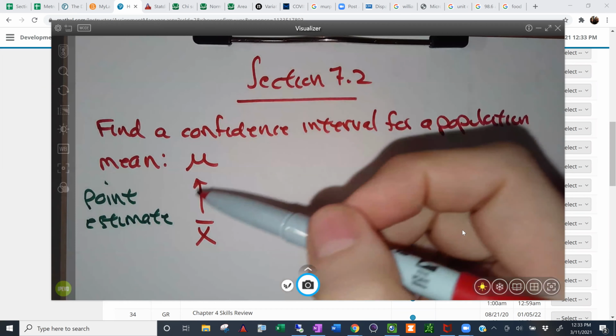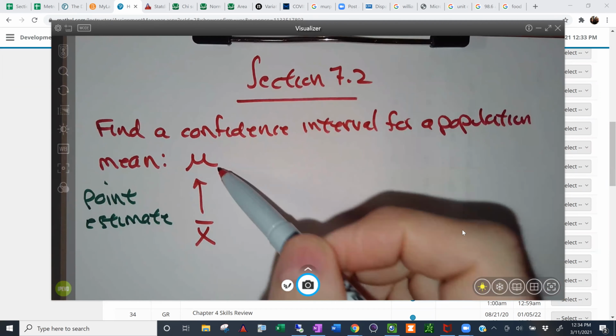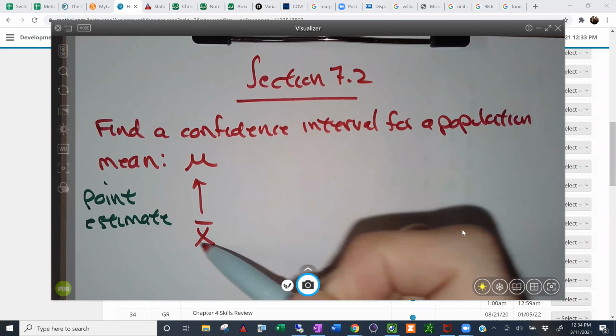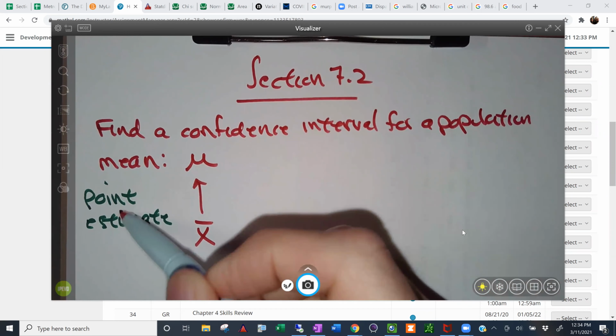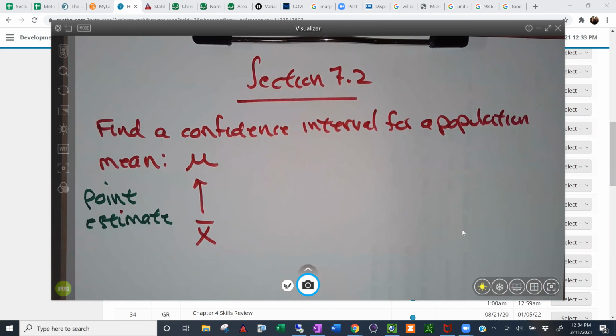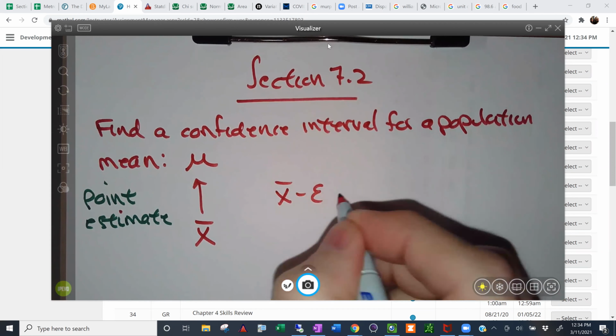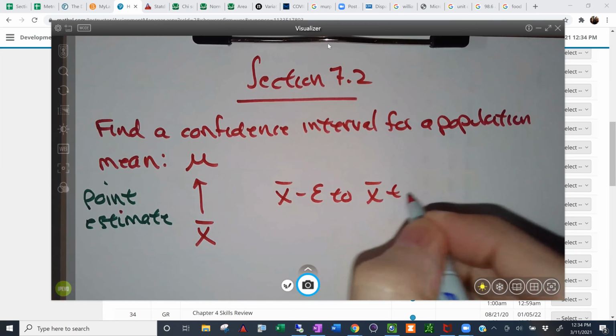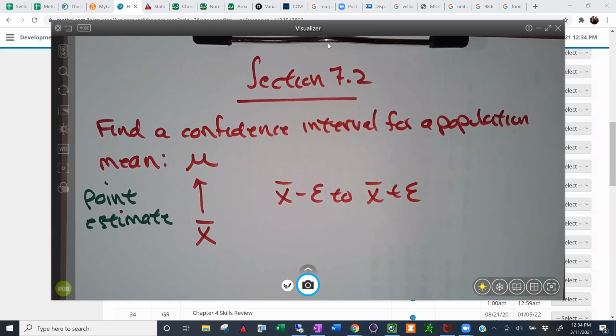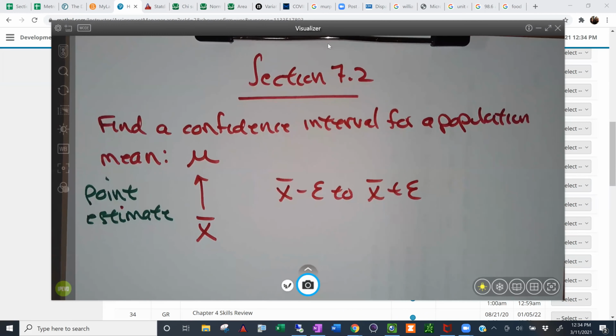So in estimating mu, it's not enough just to use a point estimate, that is one point, one value. Typically what we do is surround our best guess with a little margin for error. So we'll take x bar minus E to x bar plus E. E is our margin of error. Now, how do you calculate that margin of error?